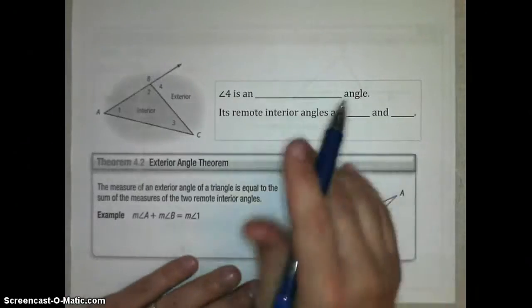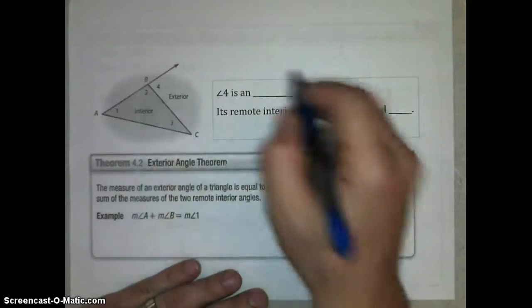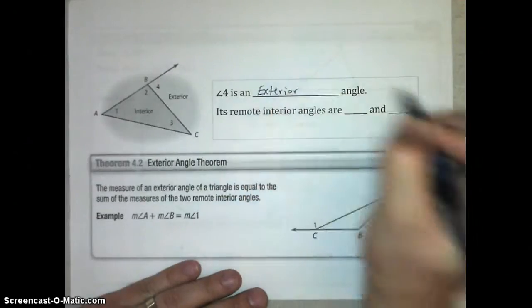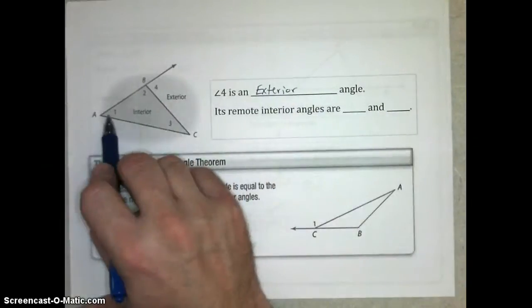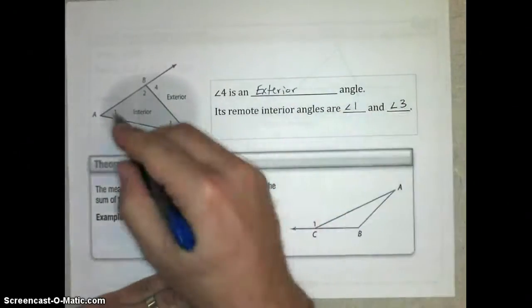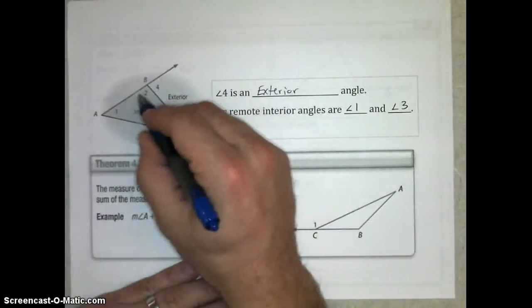Alright, let's take a look at another idea that we've been talking about already, and that's the idea of an exterior angle. Angle 4 is an exterior angle. Its remote interior angles then are going to be these angles 1 and 3. The remote interior angles, remote meaning away from, are there.